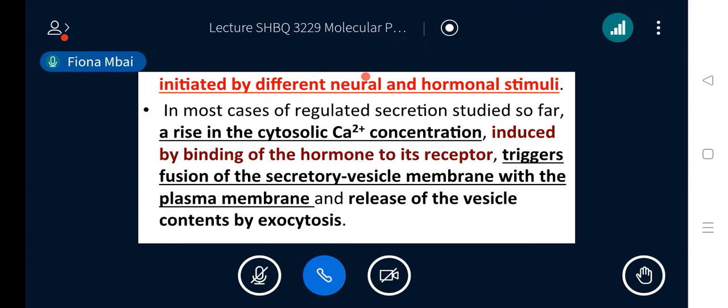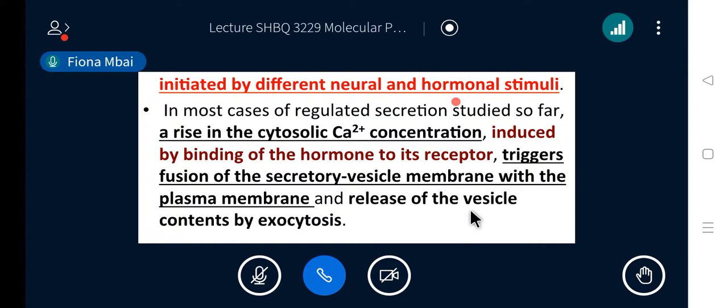The release of each of these stored proteins, as I've said before, is initiated by neural and hormonal stimuli. In most cases of regulated secretion which have been studied so far, up to 2021, there's always a rise in cytosolic calcium concentration, and this increase in calcium concentration is induced by binding of the hormone to its receptor. Once it binds the receptor, you have a triggering of fusion of the secretory vesicle membrane with the plasma membrane.